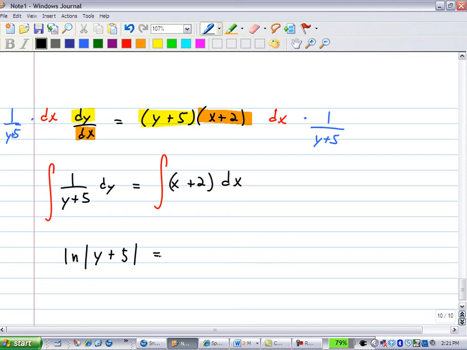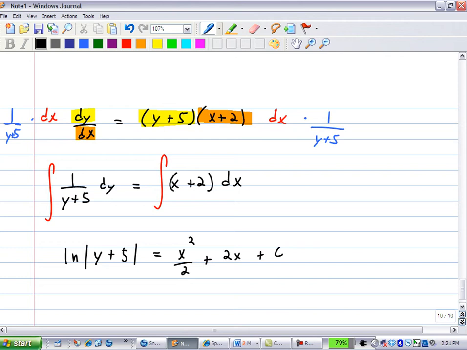Right, what's the derivative of y plus 5 with respect to y? X squared over 2 plus 2x plus c. So the derivative of the natural log of y plus 5 with respect to y is 1 over y plus 5 times 1. So you're just checking your work.